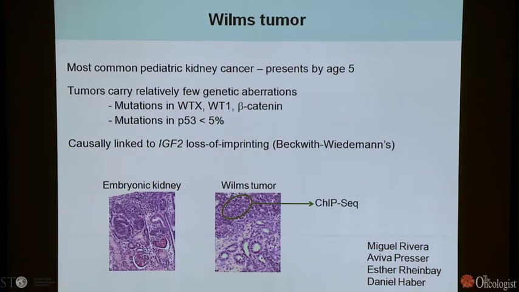There are mutations in WTX and WT1, as Daniel has shown in his laboratory, but many of the other mutations associated with adult cancers are extremely rare. So P53 mutation is extremely rare in these tumors and was not present in any of the tumors that we're studying here.